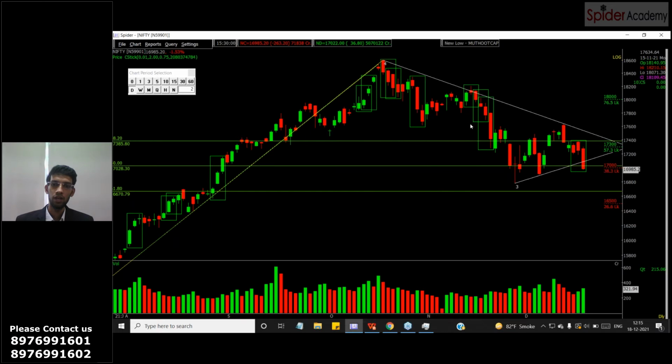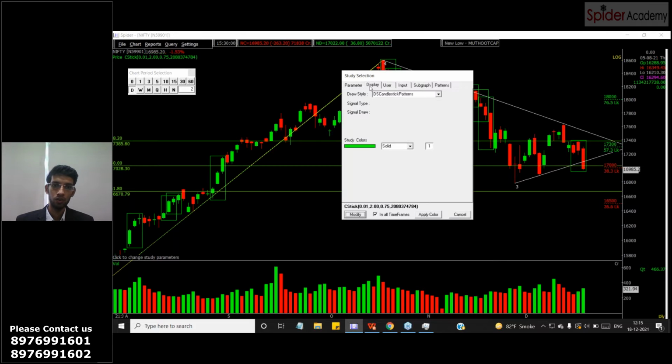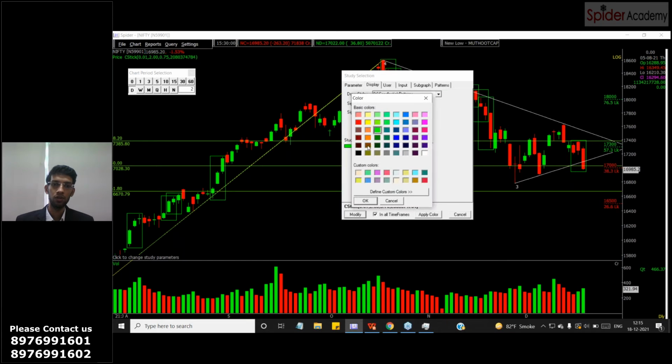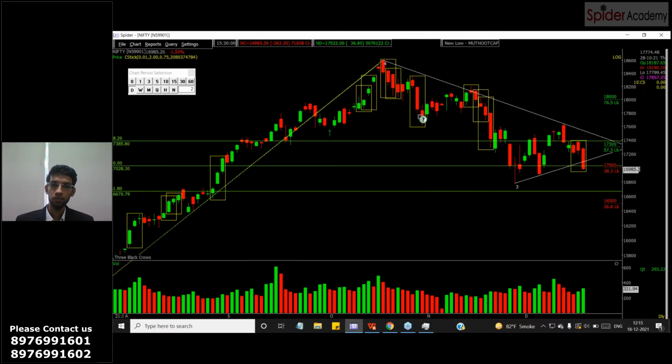In the same way, the condition that I showed you in the color tab is only for pressing Ctrl C. But if you want to change it as per the study, then at the start when you go to Display, there is an option. Here, if I want to change it to yellow, I can change it. So these are the two options that we can use to identify the pattern.